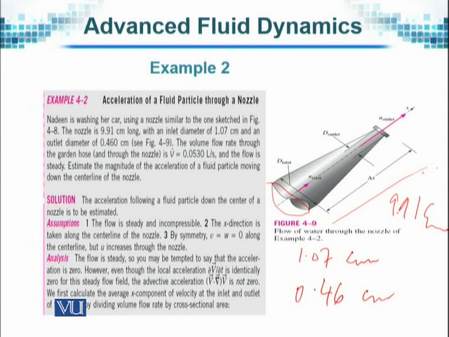The flow is steady, so with time the flow is not changing. It means whatever flow enters the nozzle, the same amount of flow exits at the outlet. And now the question is: estimate the magnitude of acceleration of a fluid particle moving down the central line of the nozzle. So we also have to assume the motion along the central line.